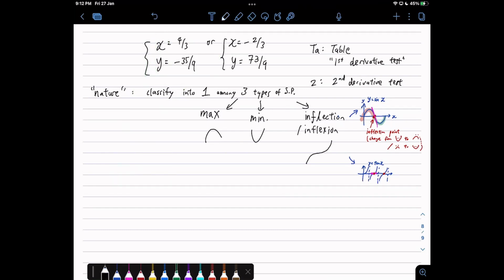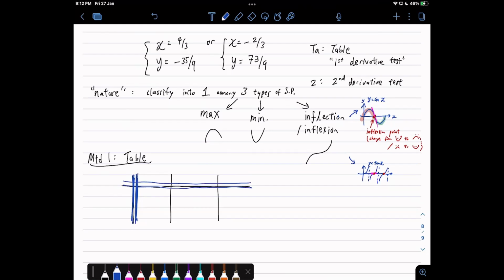So we need to figure out the nature. Method 1 is table. T for table. What is the table I want you to draw? Like this. 3 columns. Okay, maybe 4 columns. You know what? I'll make it a double line, like this. Can you see? This is for the labels.